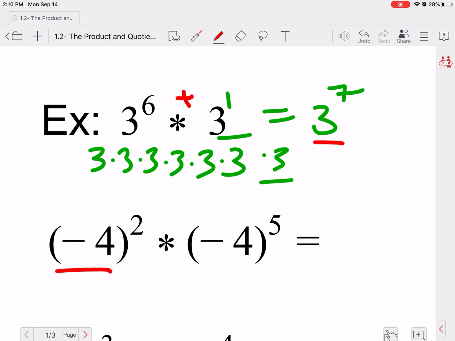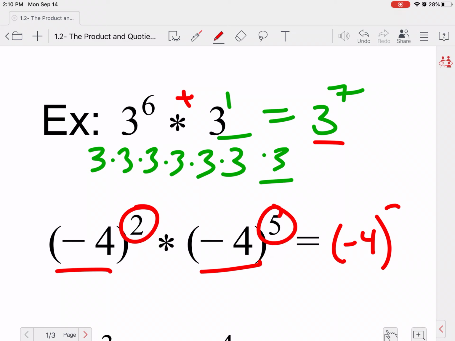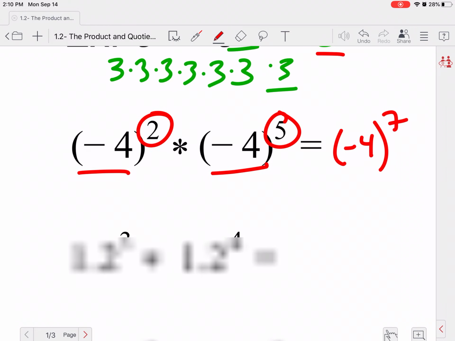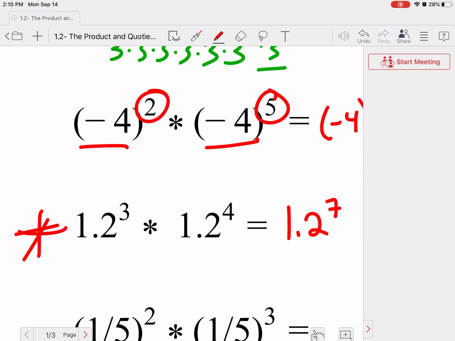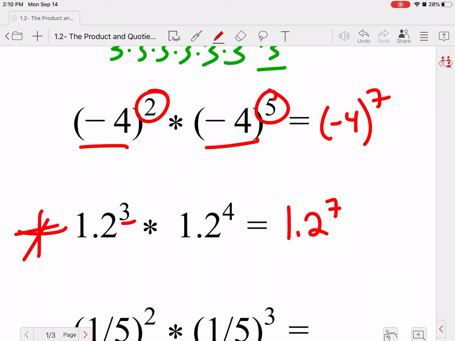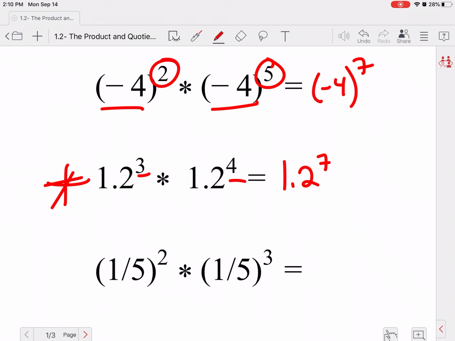So I have negative 4 squared times negative 4 to the 5th, I apologize. I know my base is going to be negative 4, and 2 plus 5 is 7. So that would be negative 4 to the 7th. Next, 1.2 to the 3rd times 1.2 to the 4th. Go ahead and try that one on your own for me. So this would be 1.2 to the 7th, because again, 3 plus 4 is 7, and we kept the same exact base going all the way through.